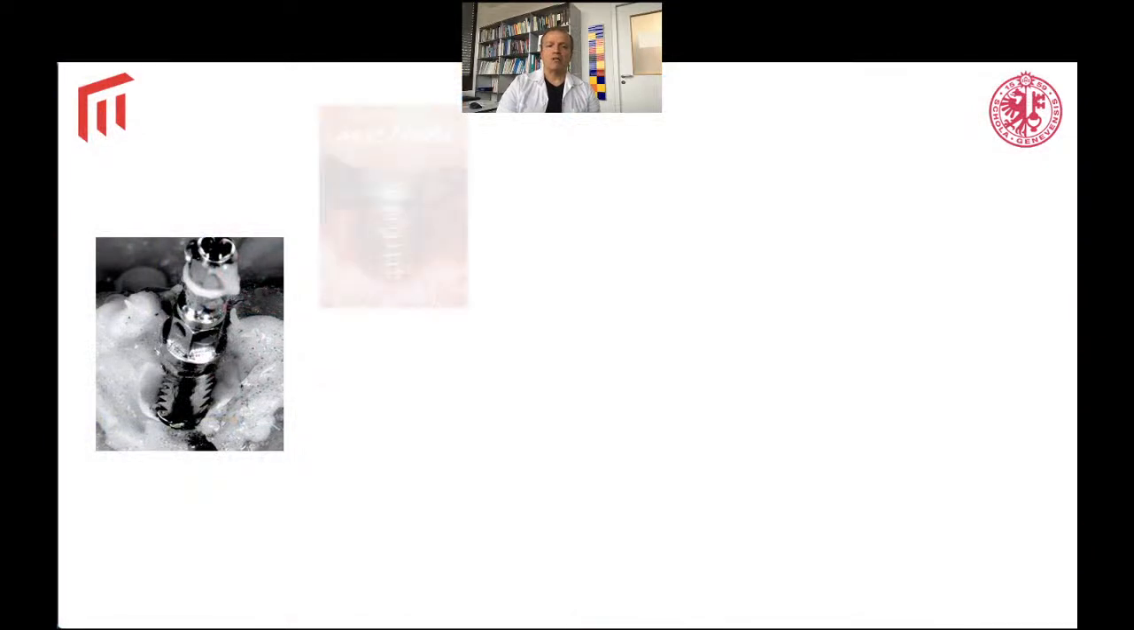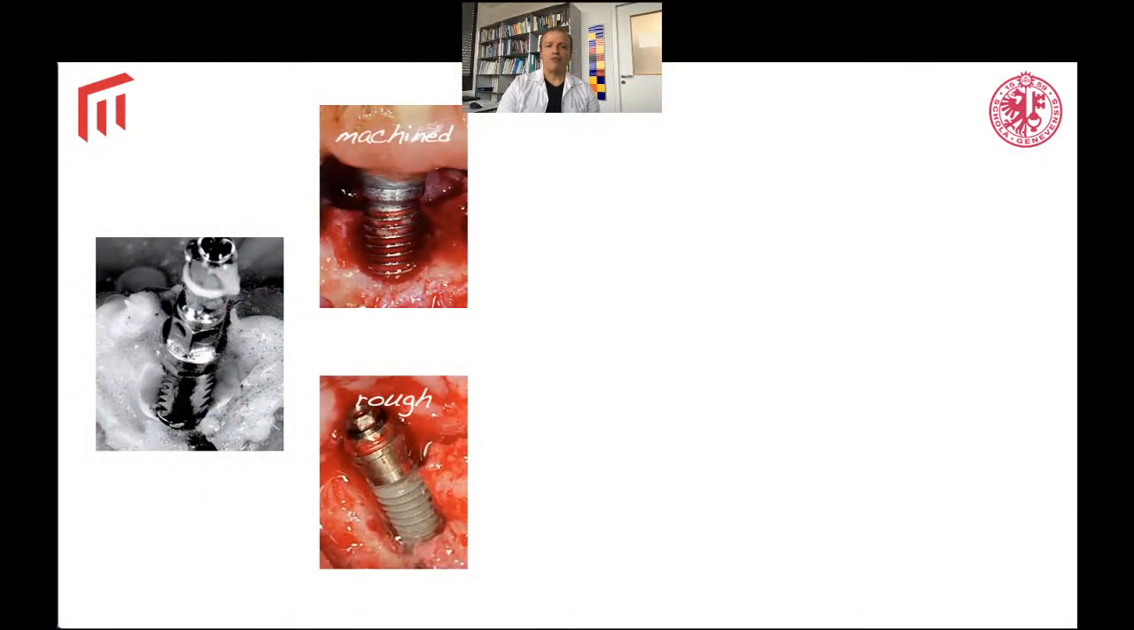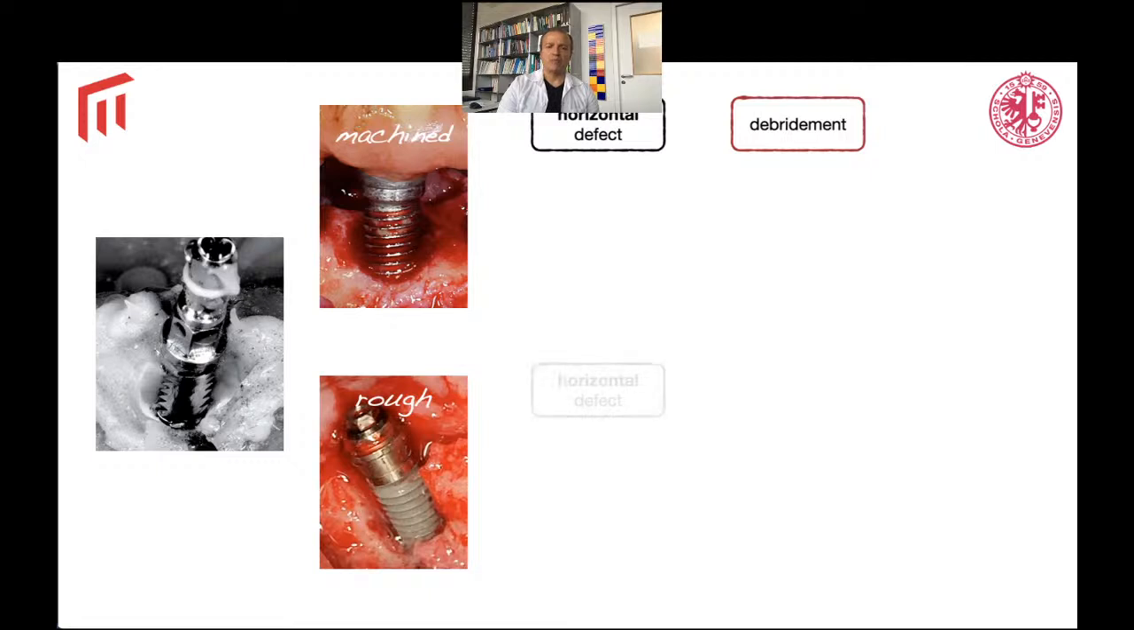So as a resume of the step-by-step approach, the first thing that you would do after you open up is look at your implant surface. Is it a machined, low-tech implant, or a roughened high-tech implant? Then you have to look at your defect configuration. If you have a machined implant and a horizontal defect, you have to do a simple approach, debridement and a resective approach. If you have a horizontal defect on a rough implant, then you have to do implantoplasty. Again, a resective approach, but a little bit more advanced.